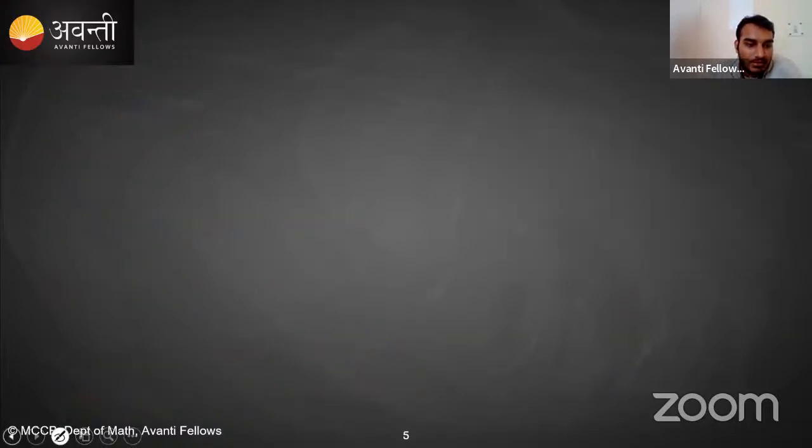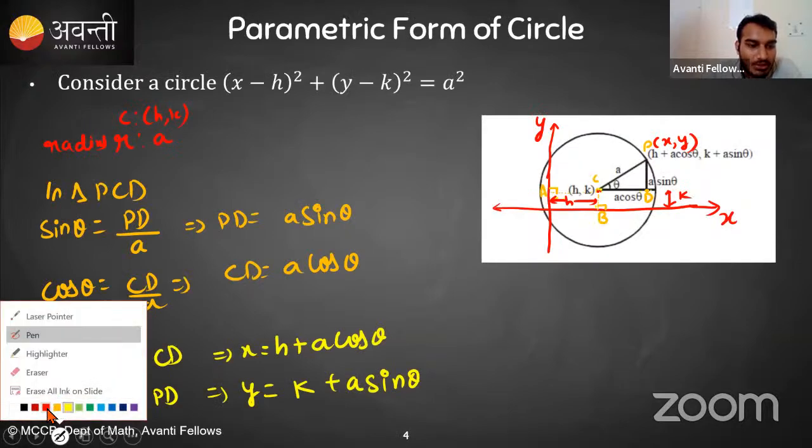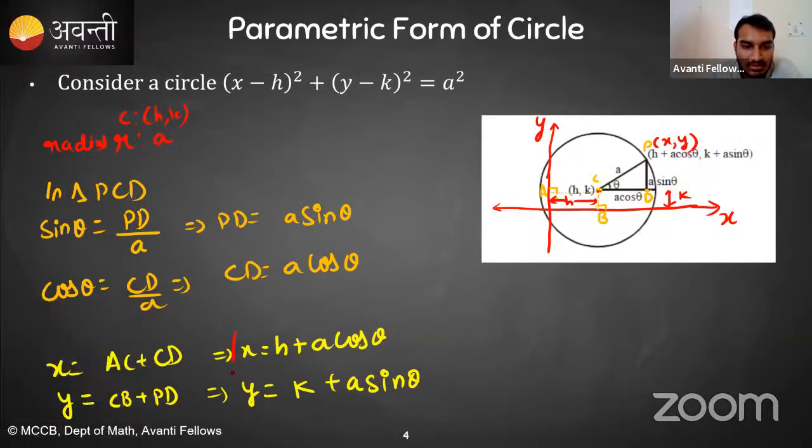Yes or no? So any point on a circle with center h comma k and radius a can be written as x equal to h plus a cos theta and y is equal to k plus a sin theta. Is that clear, everyone?